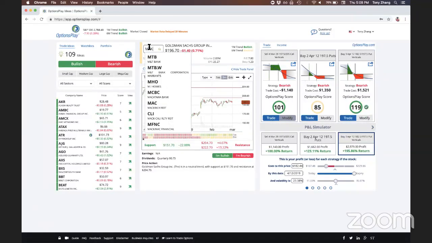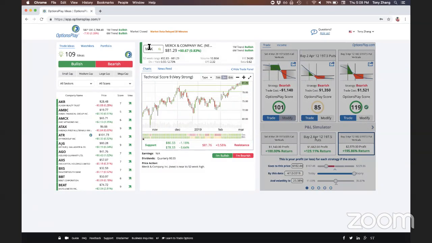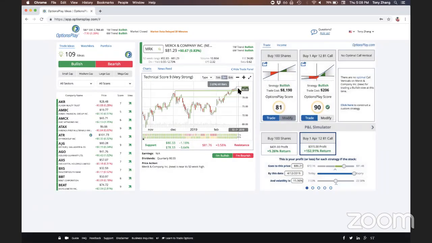So let's jump over to one last one. Merck's made a new 52-week high today. So this is a breakout stock. This is really where you don't have a lot of price history. We don't have a lot of ideas as far as where it's going to go. So this is sometimes better off just buying a call. And as you can see, we couldn't even find a call spread on Merck.